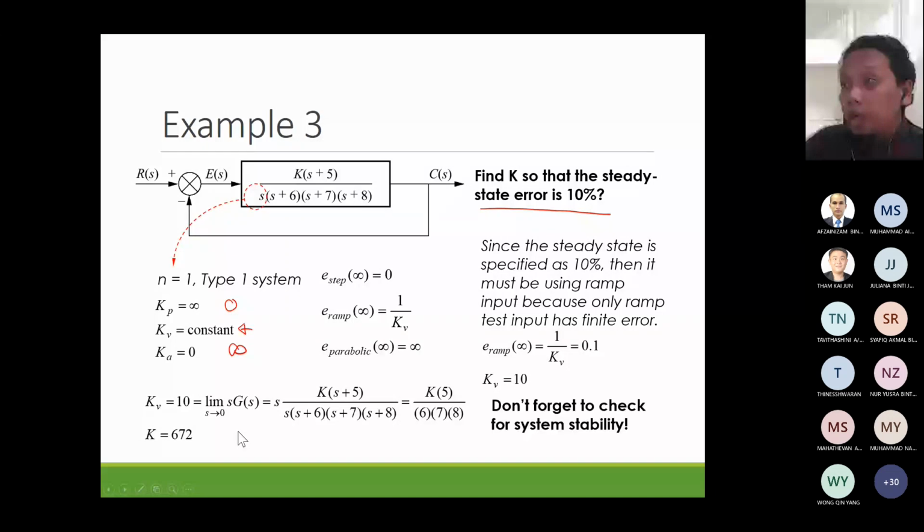And then after you find k, you can check whether the system is stable or not. It is stable because you are given already, but it's always good to check using the Routh-Hurwitz criteria whether the system is stable or not, if you are given k equals 672.